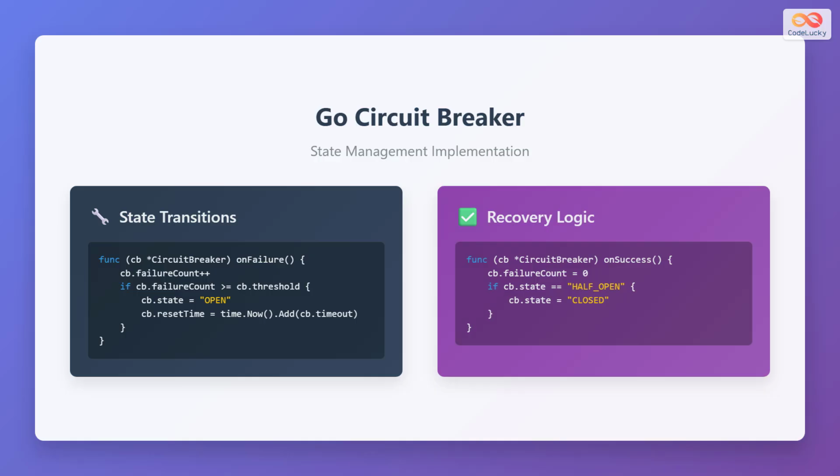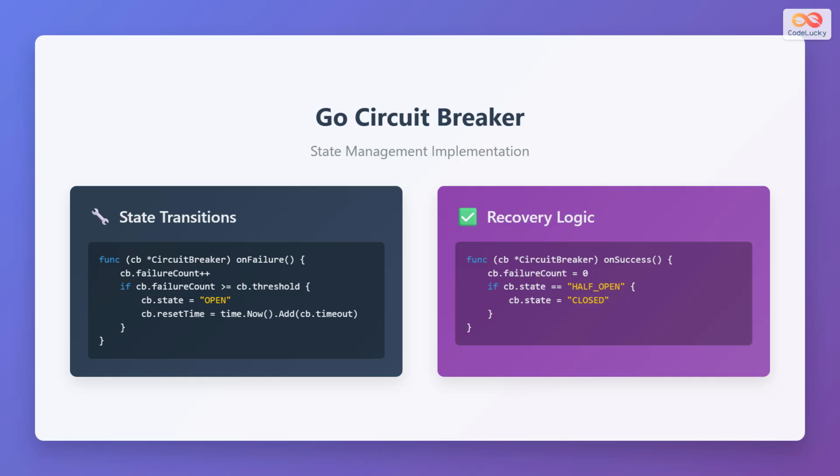State management is crucial for the circuit breaker's effectiveness. The on-failure method is called whenever a protected operation fails. It increments the failure count and checks if the failure count has reached or exceeded the configured threshold. If the threshold is reached, the circuit breaker transitions to the open state and sets a reset time by adding the configured timeout to the current time. This prevents immediate attempts to call the failing service.